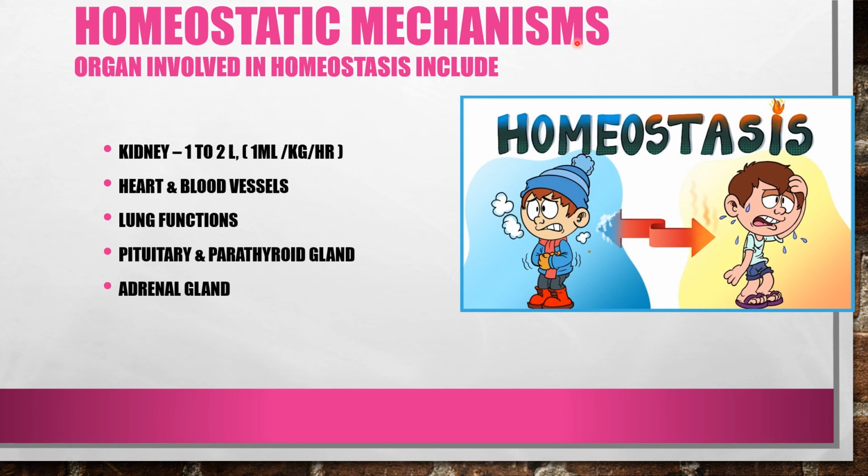The third one is the pituitary and parathyroid glands. The parathyroid gland maintains calcium and phosphate balance in our body. The pituitary gland controls and maintains osmotic pressure in our body, and also the retention of urine. So the pituitary gland helps to control and maintain the osmotic pressure. Lungs we have already seen. So these are the organs which help to maintain our homeostatic mechanism. Next please.